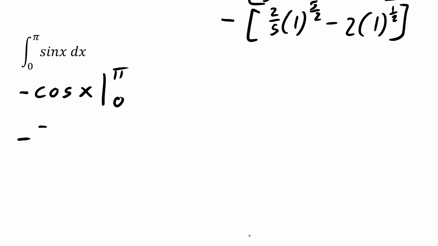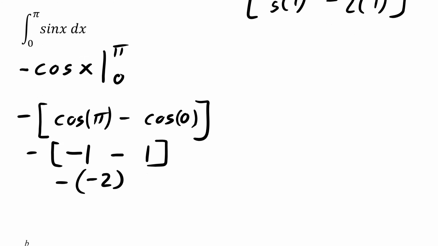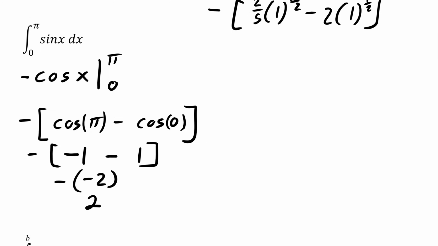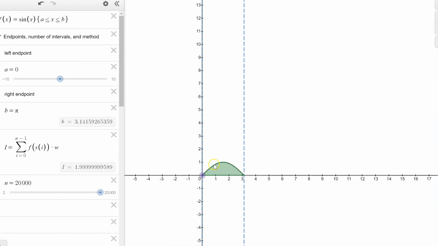And what I like to do if there's a number in front is just put a big bracket here, and then now we can go cosine pi minus cosine 0, like that. And then we can just change the sign. So what is cosine of pi? That's right, -1. Cosine of 0 is 1. And so now you get -2, which is +2. And then again, we can check that very quickly in our calculator. So it's 2. And so looking at our graph right here, this is our sine function from 0 to pi. So the area under that curve is 2.